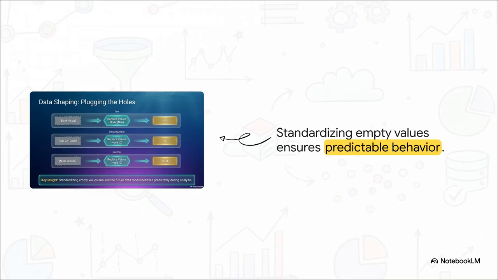Once we find the holes, well, we have to plug them. Here's how we shape the data to make it predictable. For our text columns with blank values, we push them through a replace values node so they uniformly read NA. For whole numbers, like a null zip code, we replace it with a 0. And for decimals, like a null latitude coordinate, we force it to 0.00. Standardizing these empty values is a really critical insight. It guarantees that our future data model behaves predictably when we actually start calculating averages or totals.